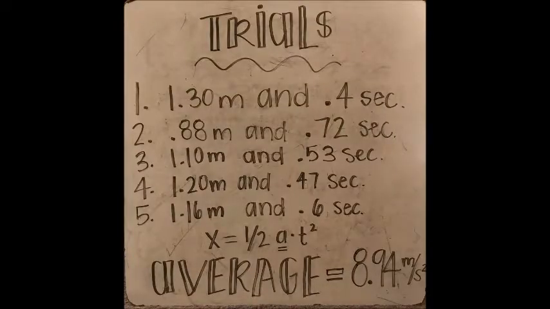We did 5 trials of sliding to find our acceleration. Meters was our measurement for distance, and seconds was our measurement for time. We plugged each trial individually into the equation x equals 1/2 at squared. Distance was x and seconds was t. After that, we took all of the accelerations we got and averaged them. Our average acceleration came out to be 8.94 meters per second.